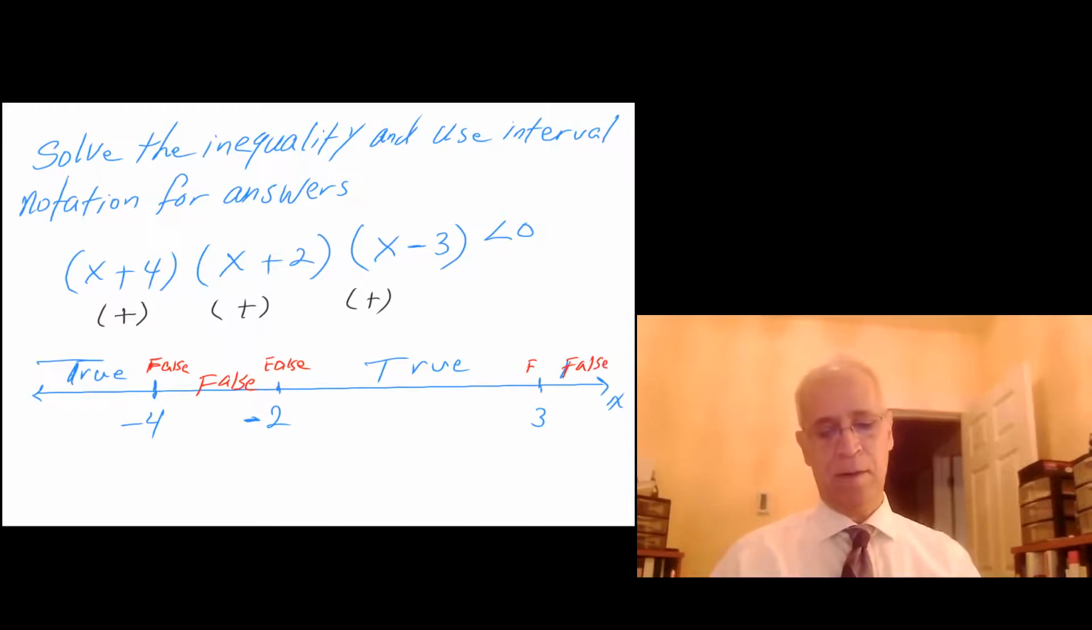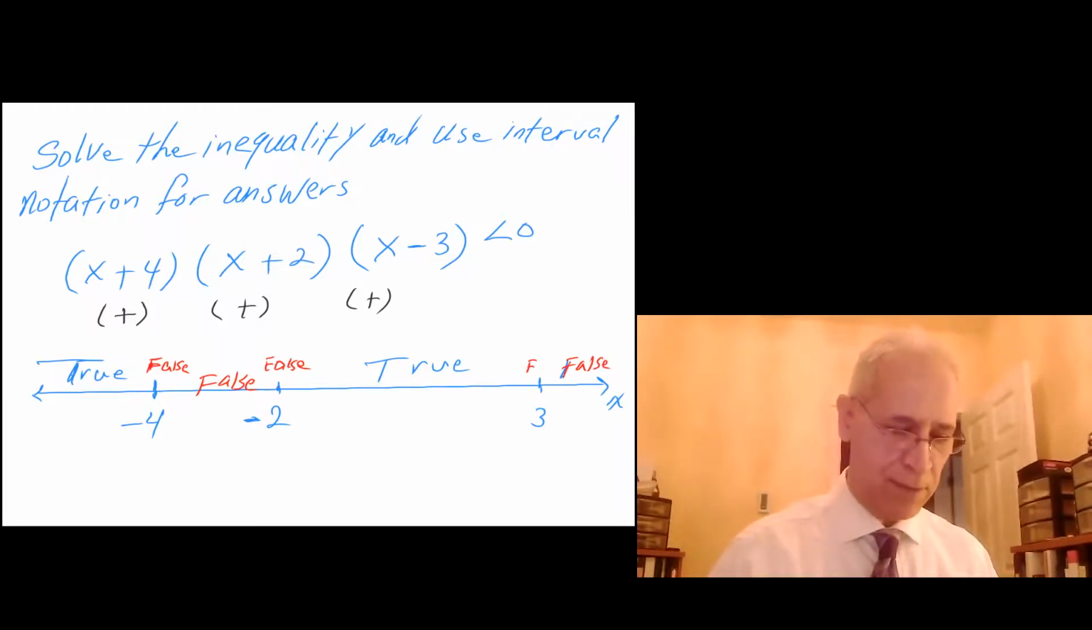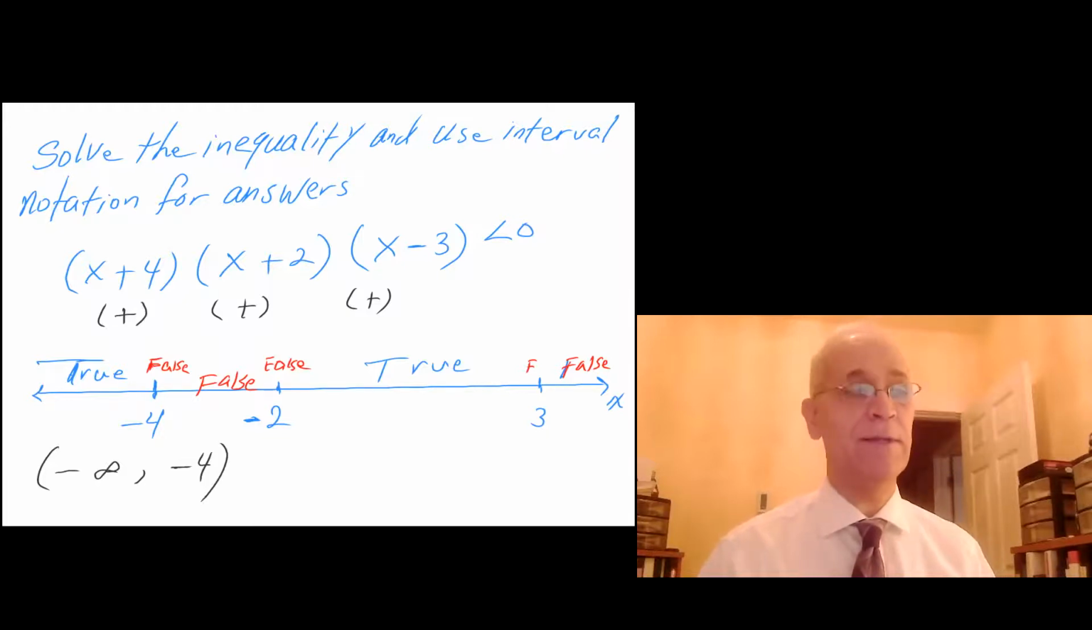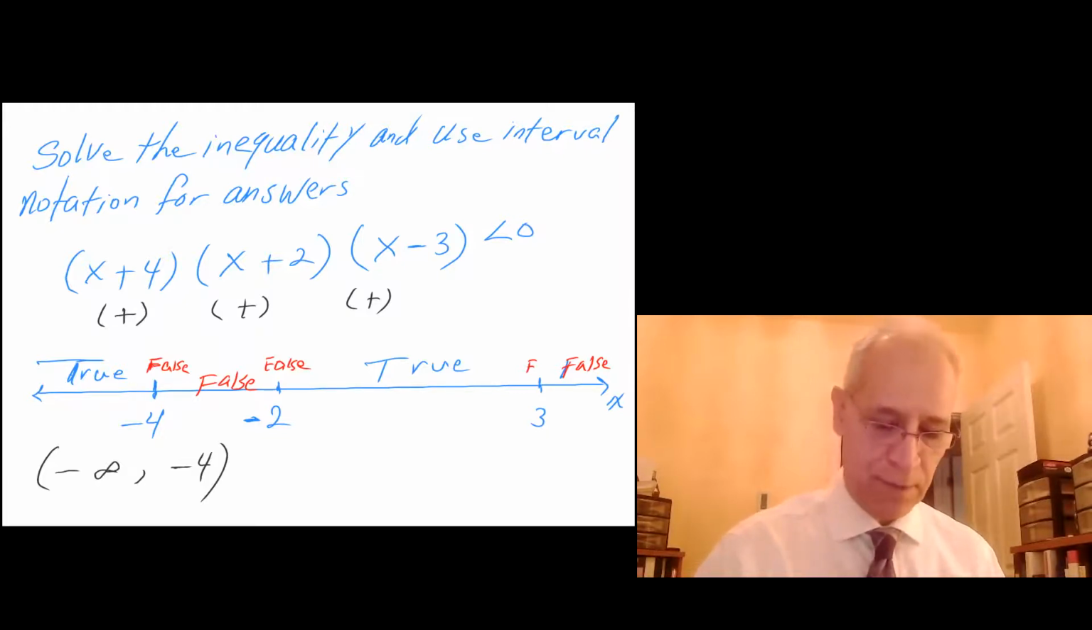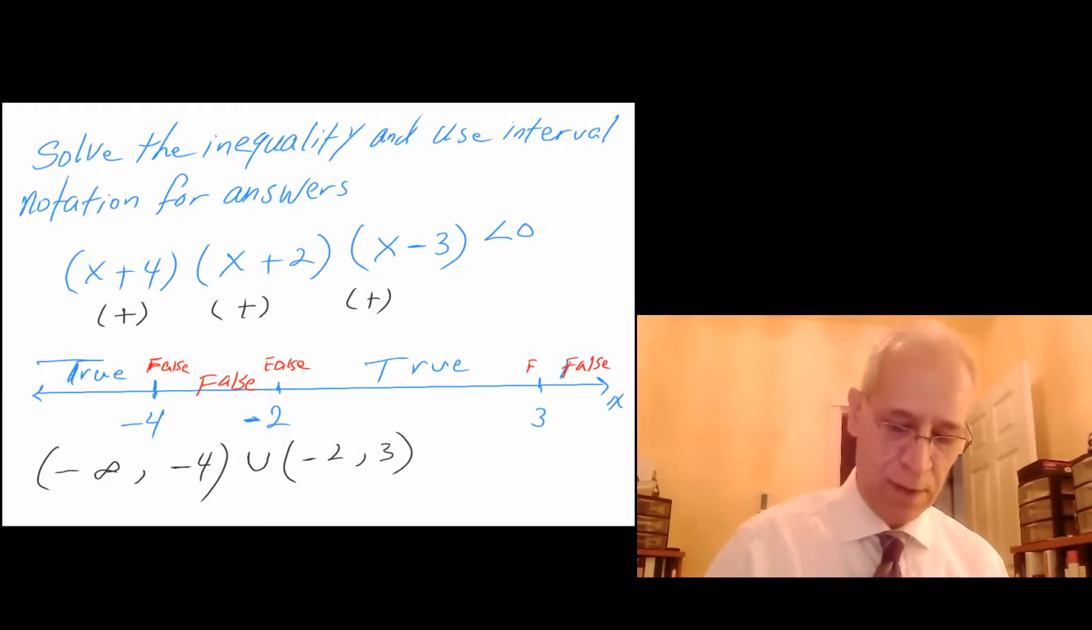So now, using interval notation for the answer, I can say that from negative infinity all the way to negative 4, I have the values that would make this inequality true, together with, or union, from negative 2 to 3, and negative 2 and 3 are not included.